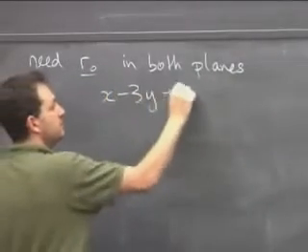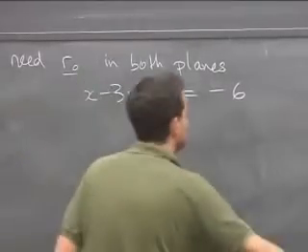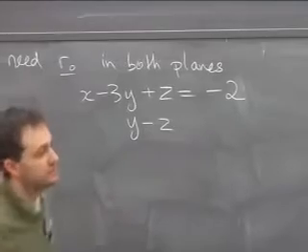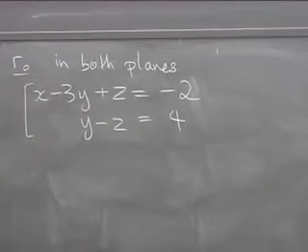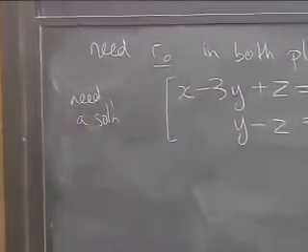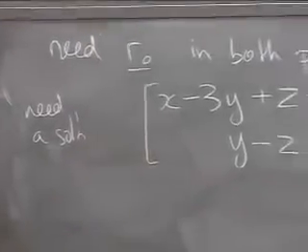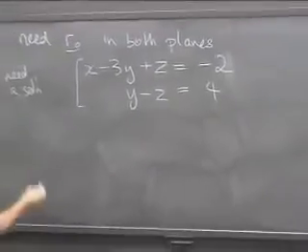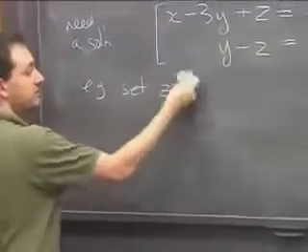x minus 3y plus z equals negative 6. No, negative 2. And y minus z equals 4. So we need a simultaneous solution. There's infinitely many, but we just need a solution. Well, the easiest thing to do is pick one of the coordinates. You could pick any of the coordinates, but it might be simpler to pick one that appears in both the equations. So let's just pick z, for example. E.g., set z equals 0. See if we can find a solution with z equals 0.